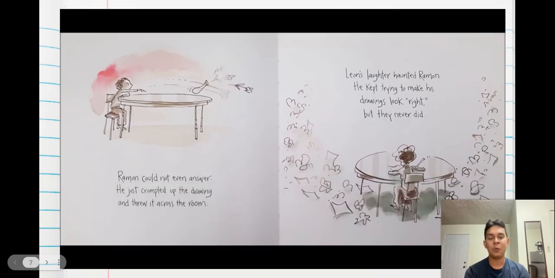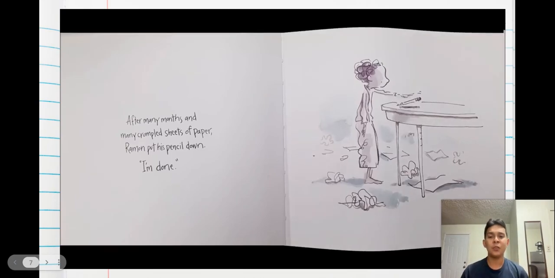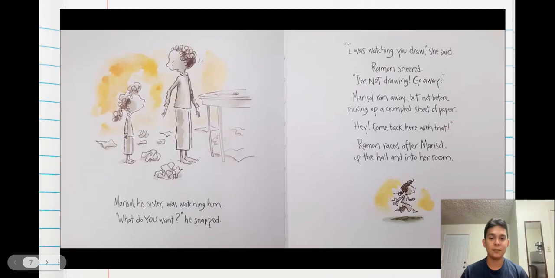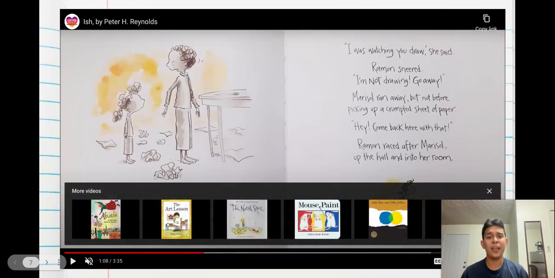Leon's laughter haunted Ramon. He kept trying to make his drawings look right, but they never did. After many months and many crumpled sheets of paper, Ramon put his pencil down. "I'm done." Marisol, his sister, was watching him. "What do you want?" he snapped. "I was watching you draw," she said. Ramon sneered. "I'm not drawing. Go away." Marisol ran away, but not before picking up a crumpled sheet of paper. "Hey, come back here with that." Ramon raced after Marisol, up the hall, into her room.